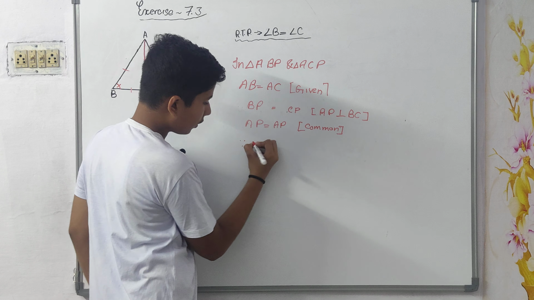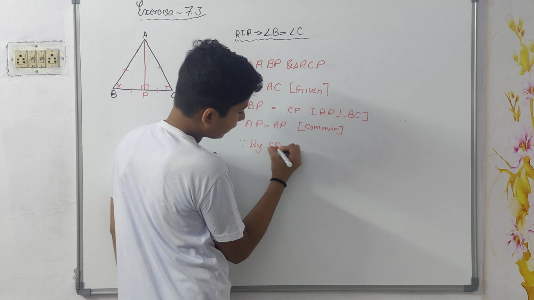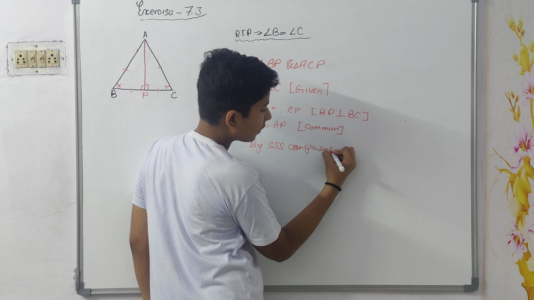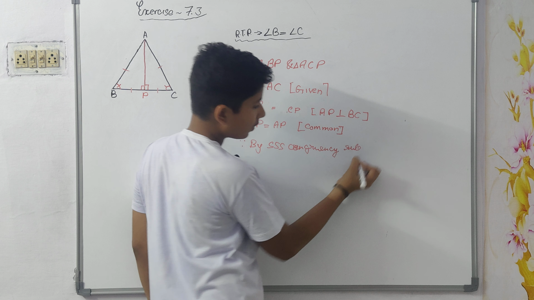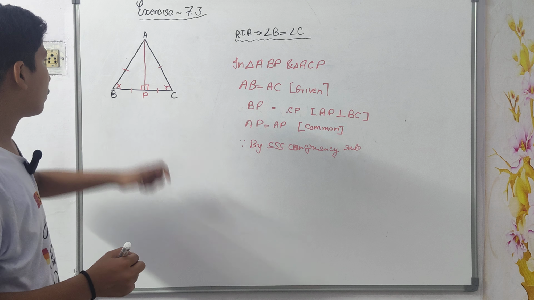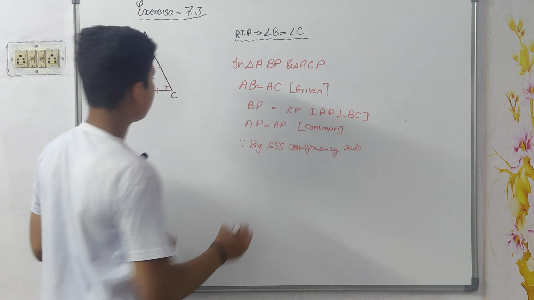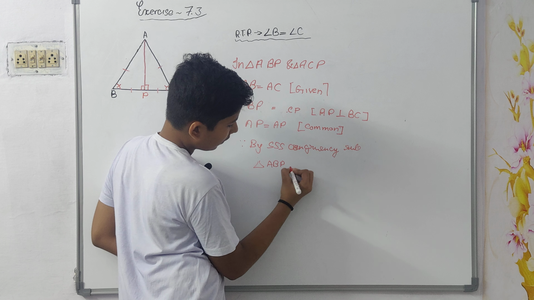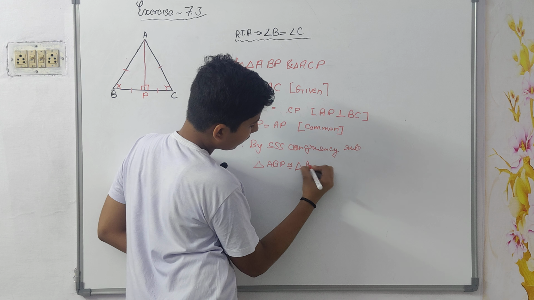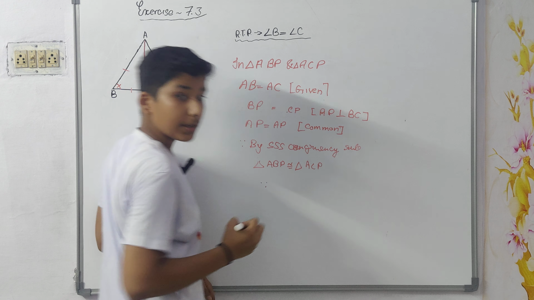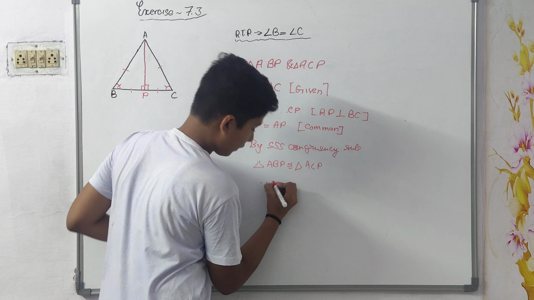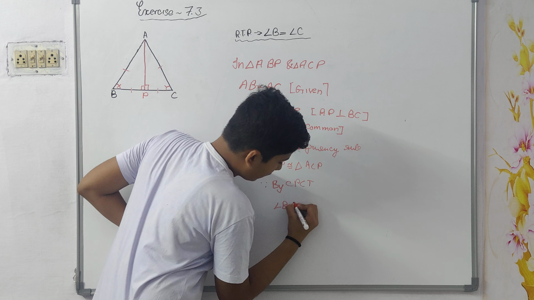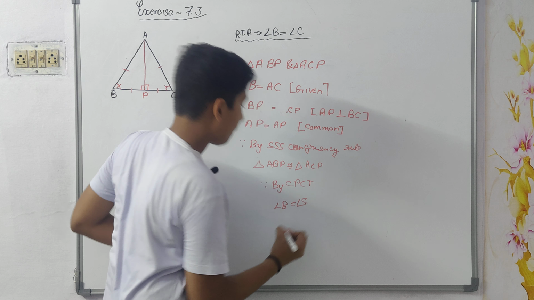Okay. Therefore, by SSS congruency rule. By this congruency rule, we can say that triangle ABP congruent to triangle ACP, and by CPCT we can prove angle B equals angle C. By CPCT, angle B equals angle C.